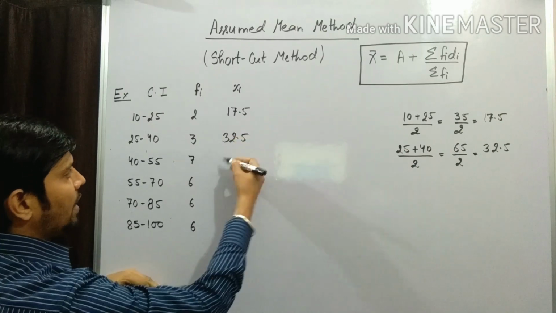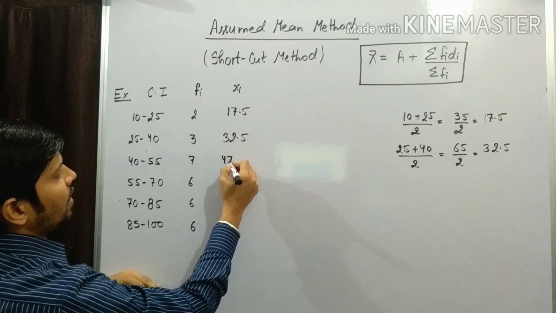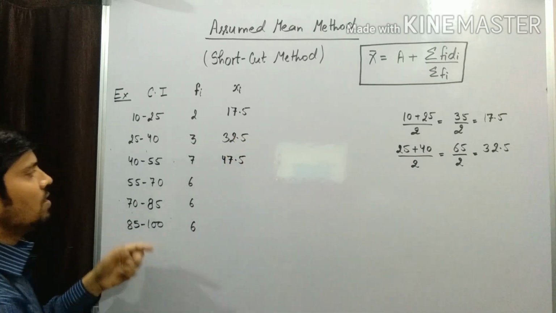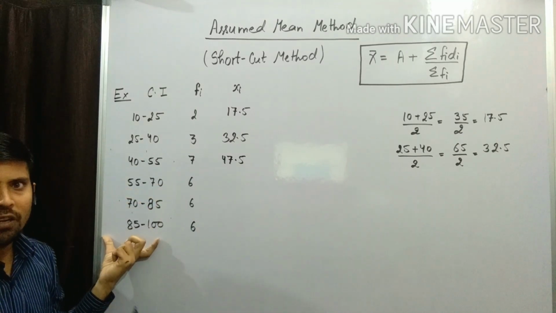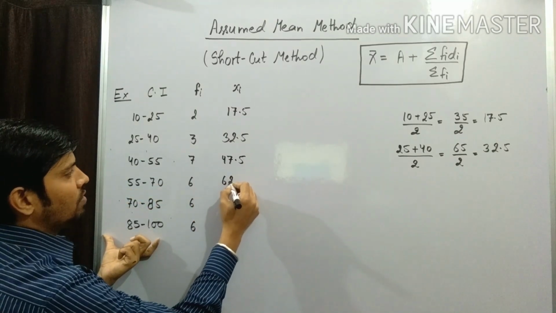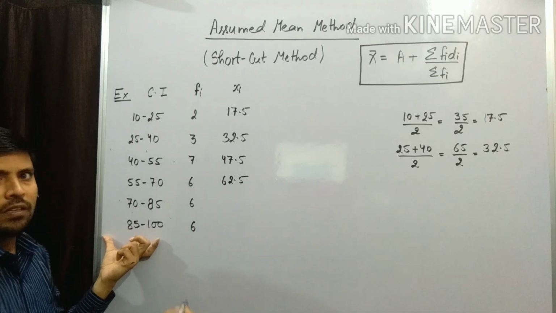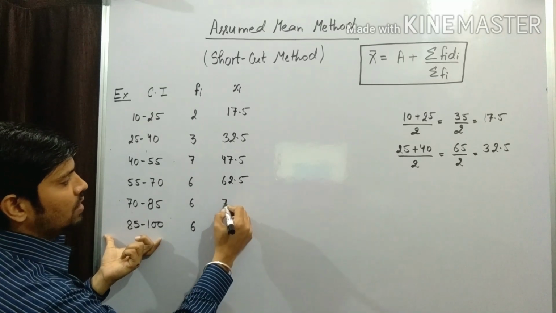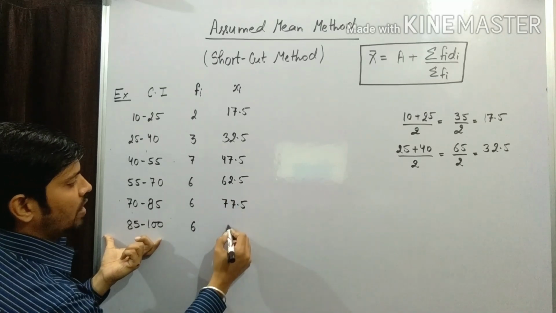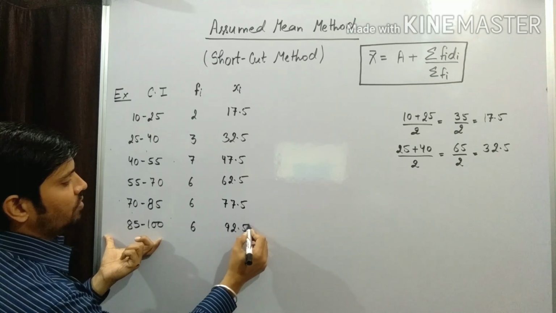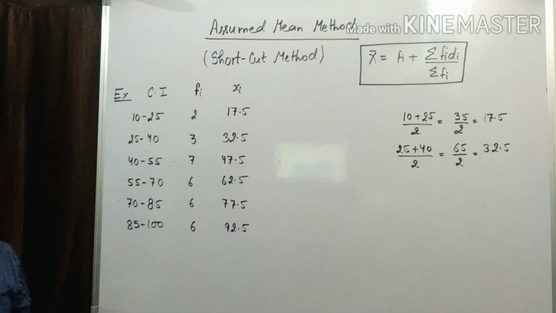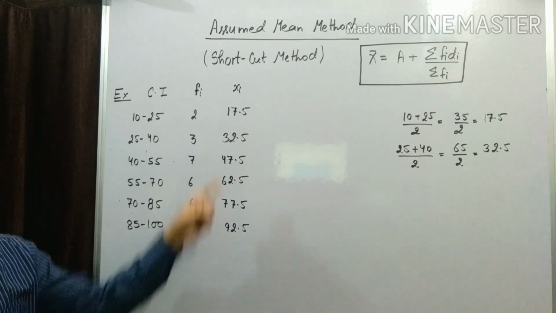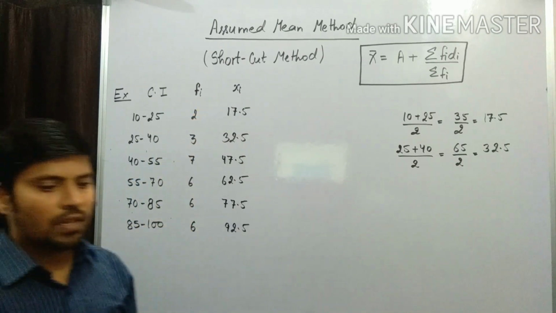Similarly, we can find all the class marks for the different intervals: 62.5, then 77.5 and 92.5. These are the class marks we have determined. This is xi.